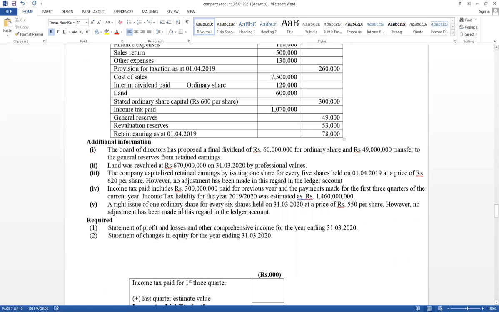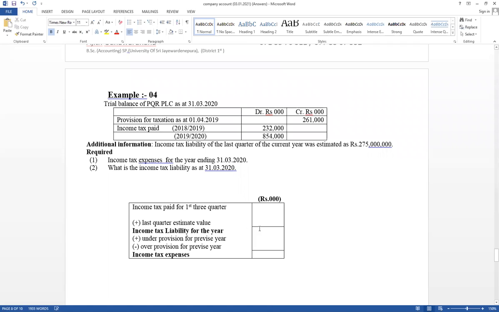Question four. Try to answer this one, the loan for income tax. Try question four yourselves. Income tax I have discussed already. Try to answer this one.